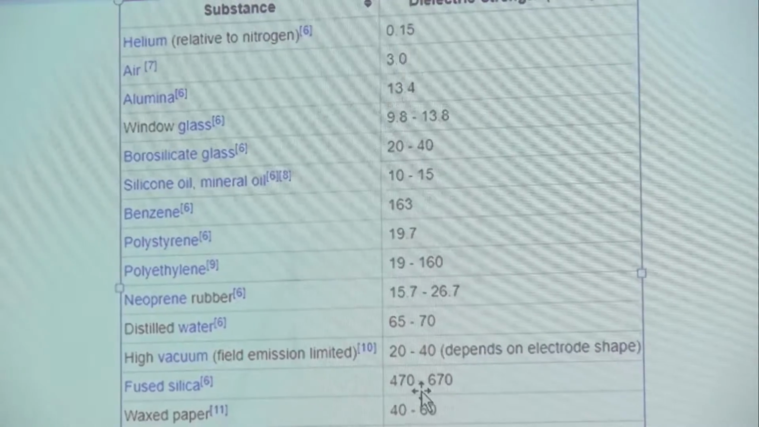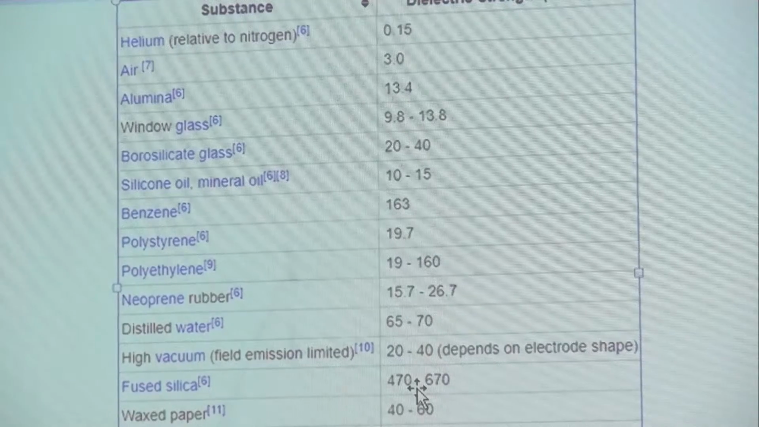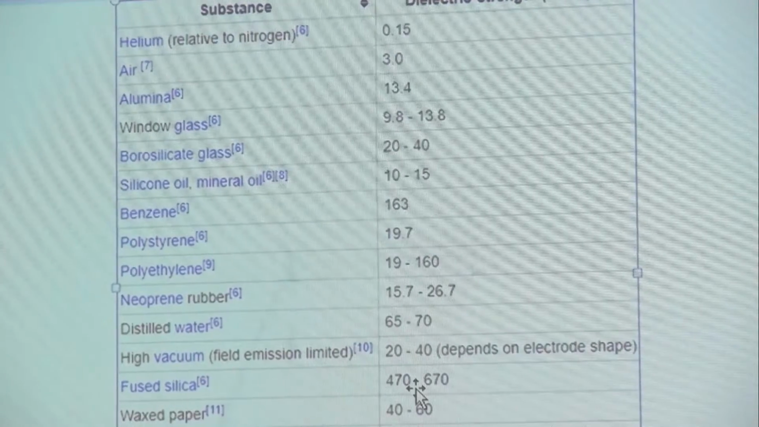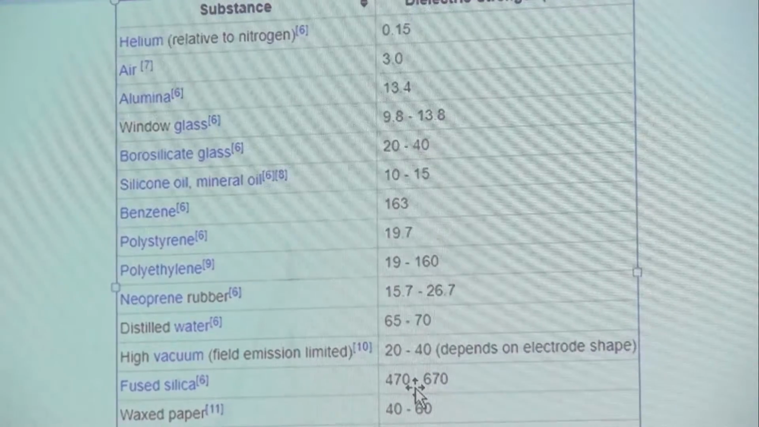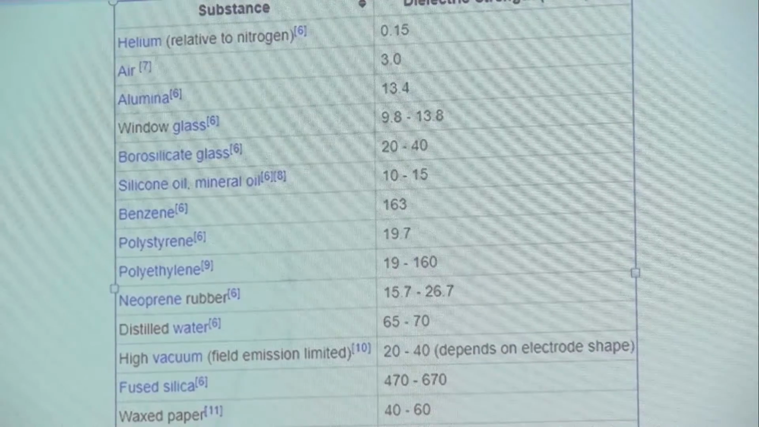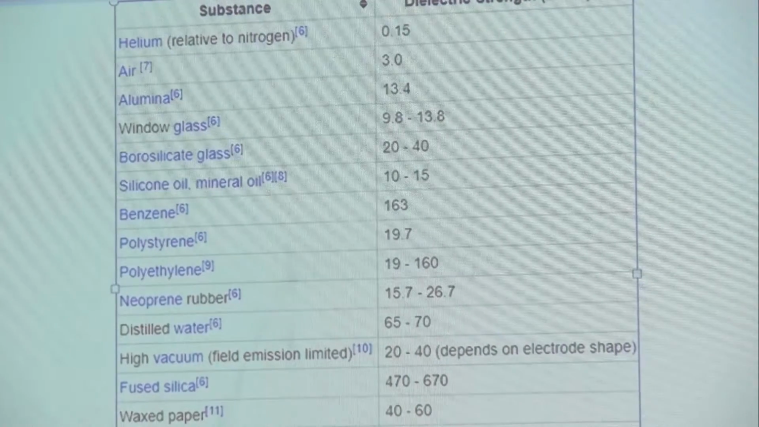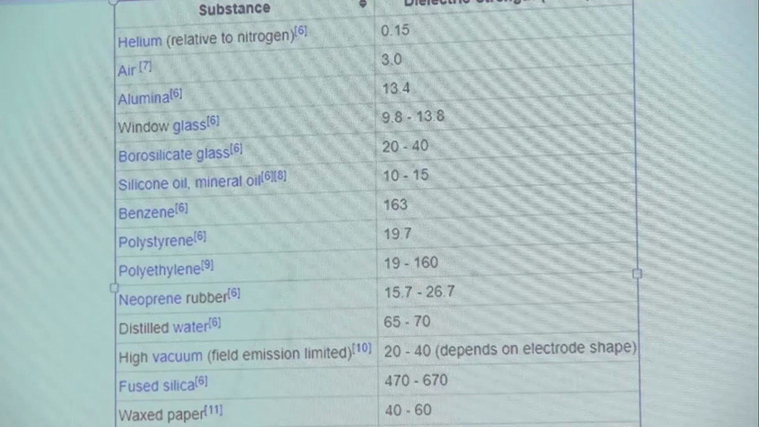Fused silica, see, fused silica is larger than window glass. It actually survives a very large breakdown field. Did you notice that? Fused silica survives a very high breakdown field. And then look at diamond, survives a very, very high breakdown field. It is essentially gigavolts per meter. So it's very hard to break down diamond.